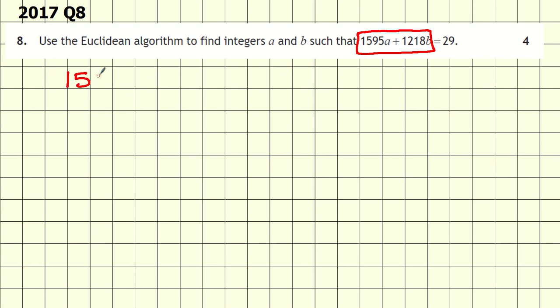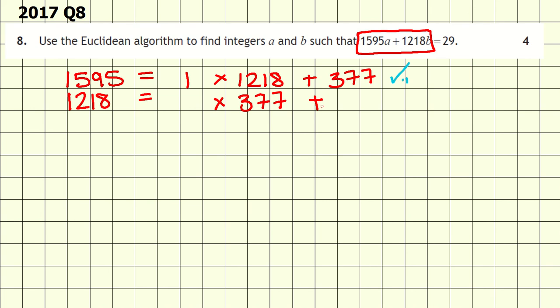So 1595 equals something times 1218 plus something else. Right, let's fill in the blanks. So obviously it's 1 times that, 377. That's your first mark. Okay, then this number in the middle gets shifted along to the side. Your remainder is now going to be shifted to the middle. Okay, guys, feel free at this point to pause the video and try this bit by yourself.